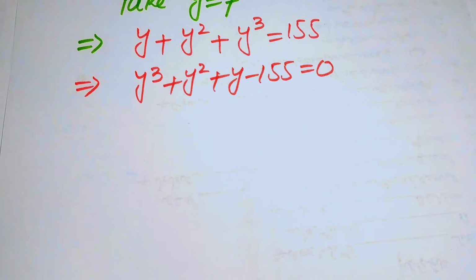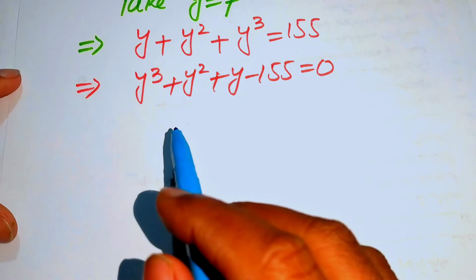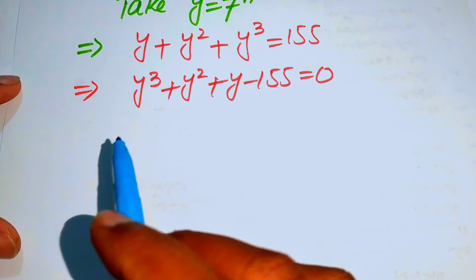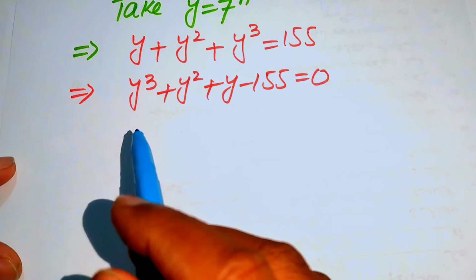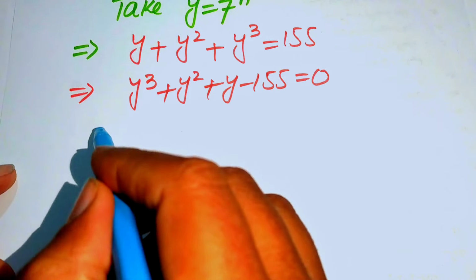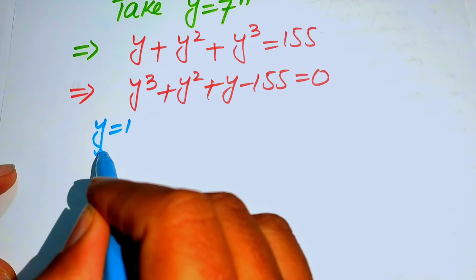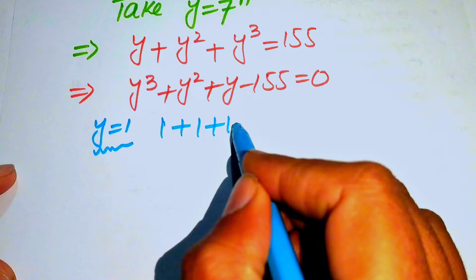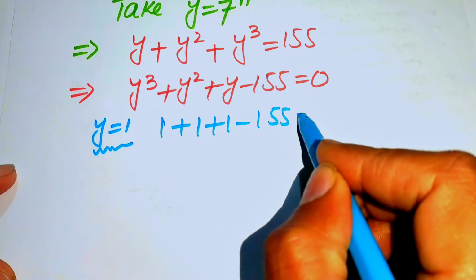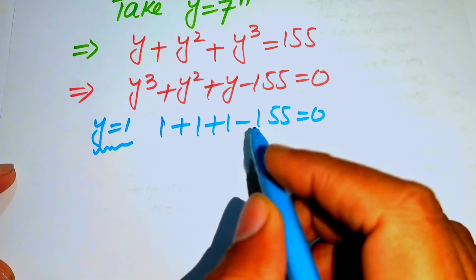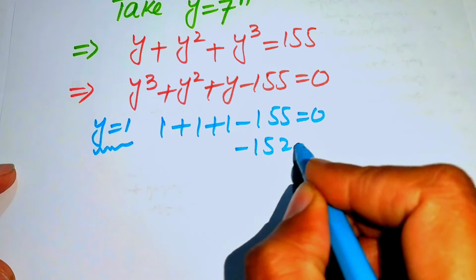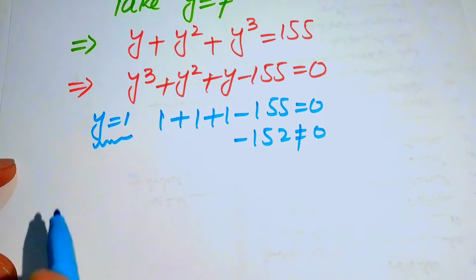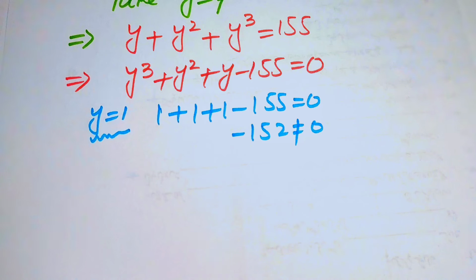In order to use synthetic division, first we need to find one solution of this equation. So now we find the solution by inspection. First we put y equals 1. When we put y equals 1 here, it becomes 1 plus 1 plus 1 minus 155 equals 0, so it equals minus 152 equals 0, but it is not possible. Similarly, you check at y equals 2 and y equals 3, and so on.